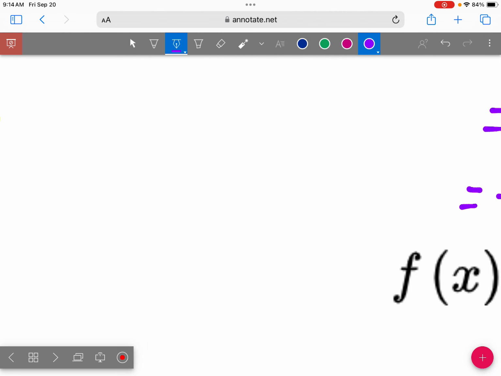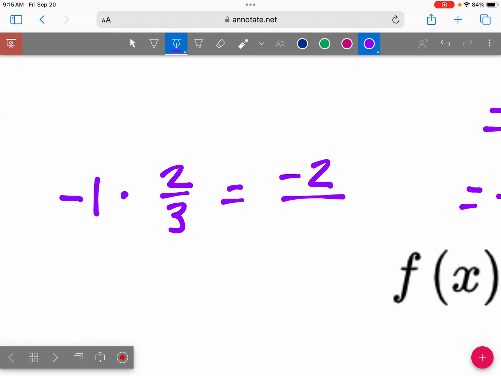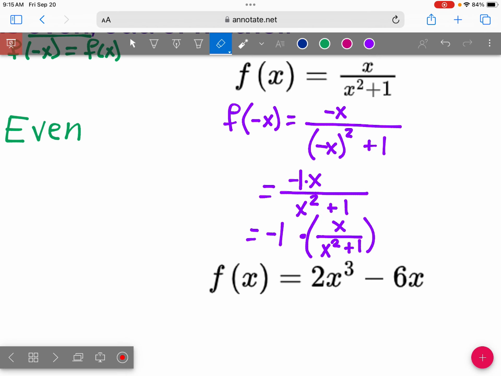If I have negative 1 times 2/3, how could I write that? Negative 2/3. So can I factor a minus 1 out like that and not change my numerator or my denominator? Okay, so yes, when it's negative 1 times something like that, I can just pull it out up front. So we can absolutely do that.